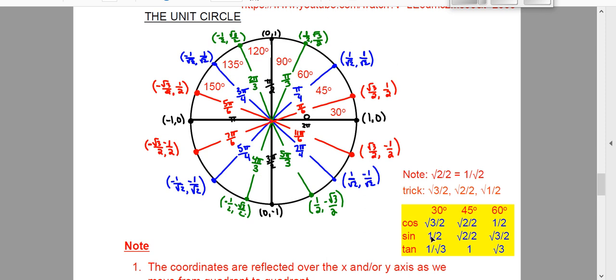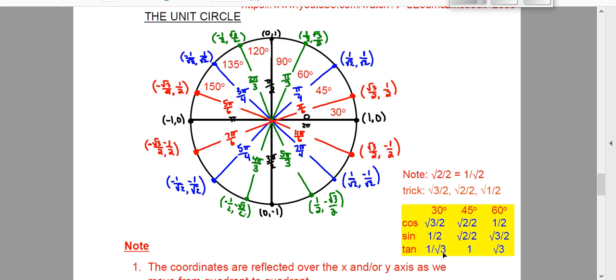Instead of calling 1, can I call that root 1? Root 1, root 2, root 3. You see, they are all increasing, and again, they are all divided by 2. Not just that. Did you guys realize that the cosine and sine go in opposite directions? This one decreases as the angle increases. This one increases as the angle increases. Exact same values in opposite direction.